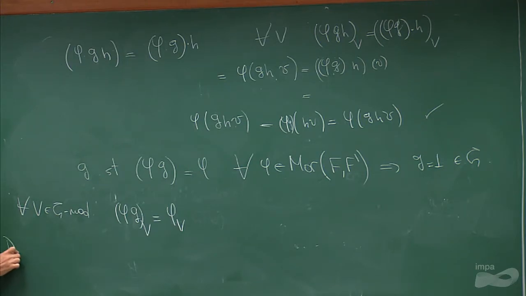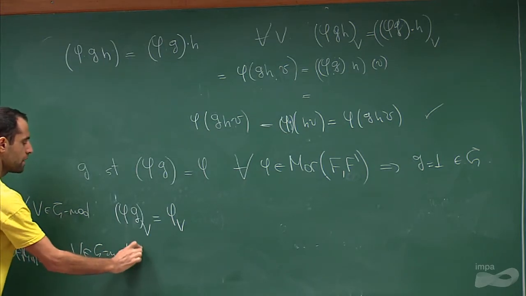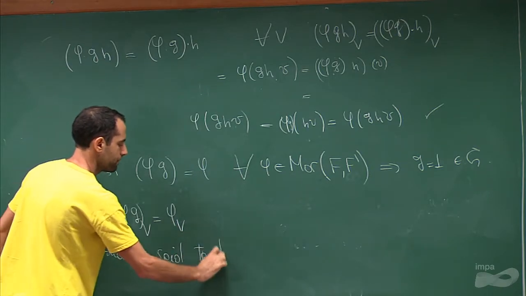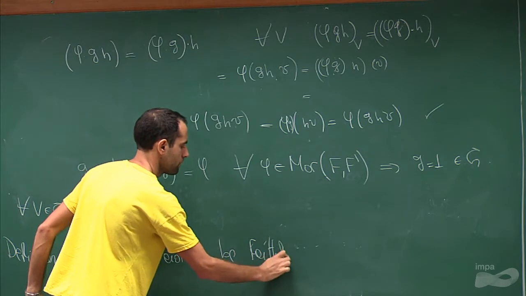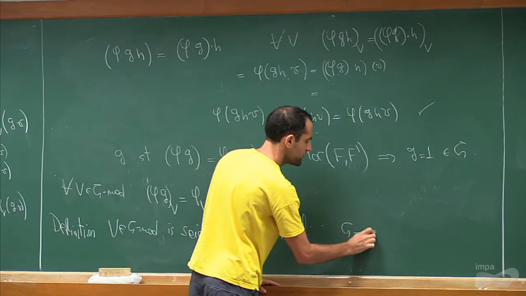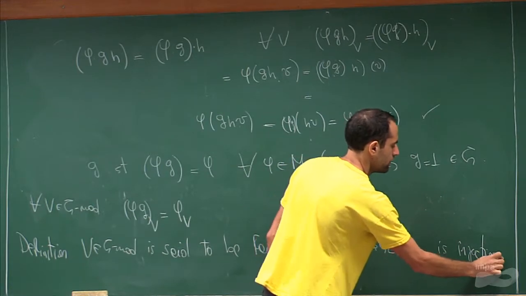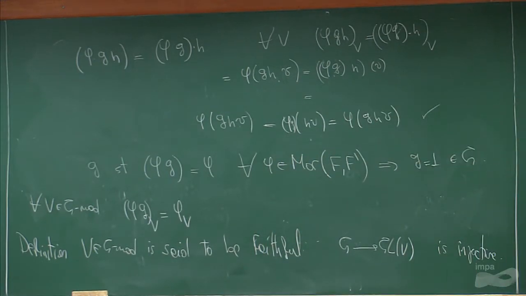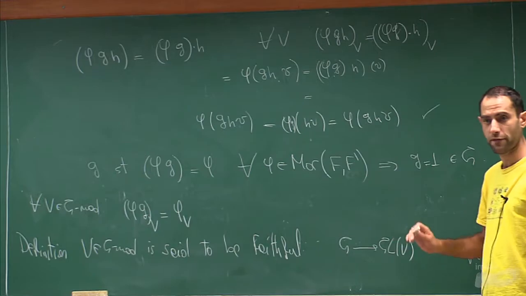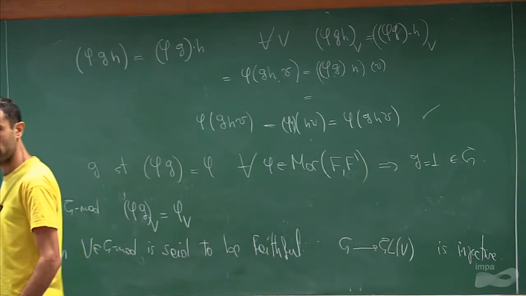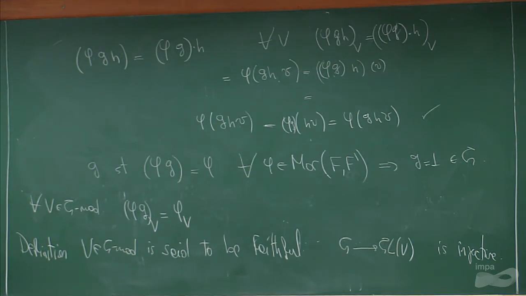So I think I didn't define it, so definition: V in G modules is said to be faithful if the morphism from G to GL(V) is injective. Namely, the only element that acts as the identity is the identity in G. Right? We know that for G being a finite group, there exist faithful representations, because the regular representation of a finite group is faithful. We've already checked that. So for G being finite, there exists a faithful representation.